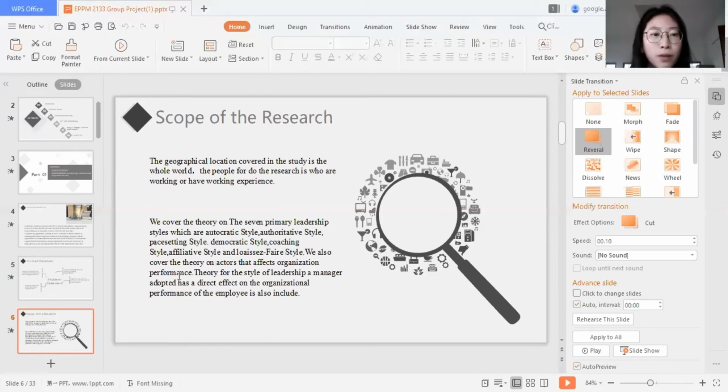We also cover the theory on factors that affect organization performance. The theory that the style of leadership a manager adopts has a direct effect on the organizational performance of the employees is also included.